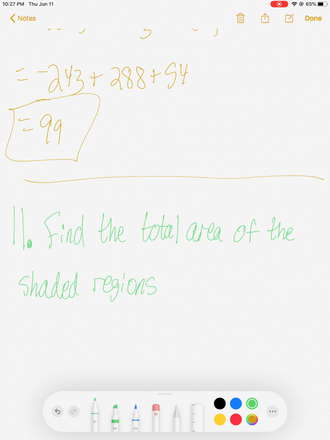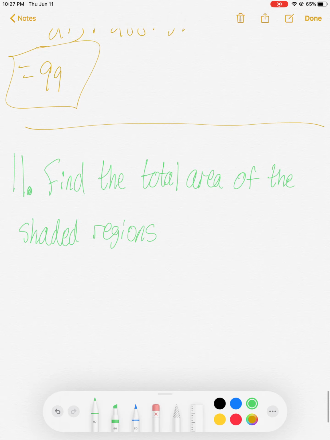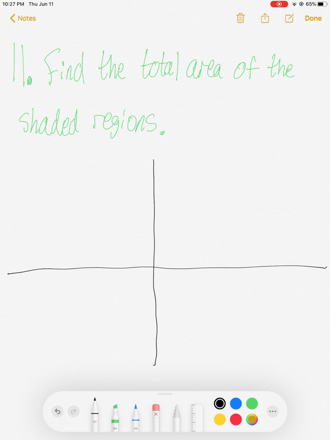Problem 11 again asks for us to find the total area of the shaded regions. I think I will talk very briefly about how you would set this up, and then it will work very similarly to the previous. Find the total area of the shaded regions. Let me draw a nice picture again.